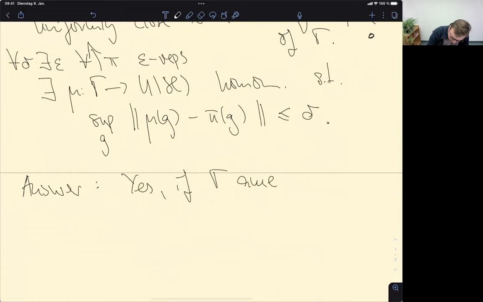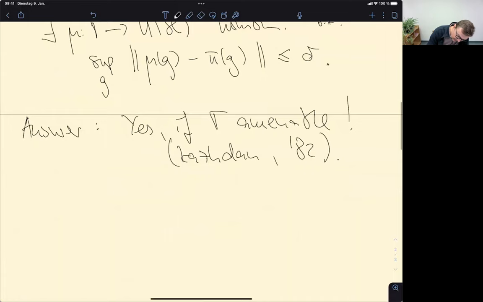And this is a result of Kashtan from '82. And the answer is no if the free group on two generators is a subgroup of gamma. I'm not quite sure, but I think it's definitely observed in our paper. Maybe it was actually observed before. And it's not so complicated in comparison to Kashtan's result.